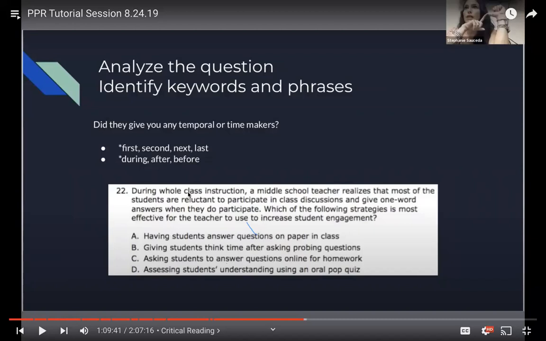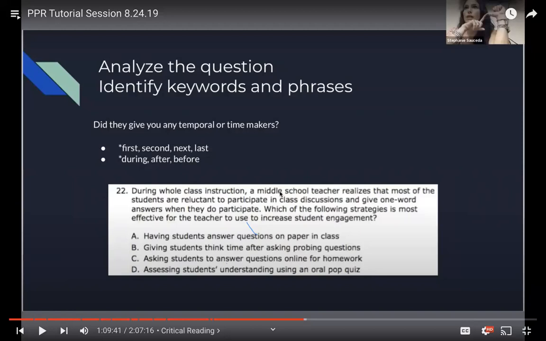So this one, it says during whole class instruction. That "during," or time marker, that's important. If they're trying to tell you when something takes place, it's not for no reason. They're telling you when something's happening because we do particular things during different times. So for instance, in the beginning of class or in the beginning of a lesson or even in the beginning of a reading, we have different strategies for pre-reading or pre-writing or even pre-thinking. So this is during whole class instruction. Important. Where does this take place time-wise as far as our lesson is concerned?